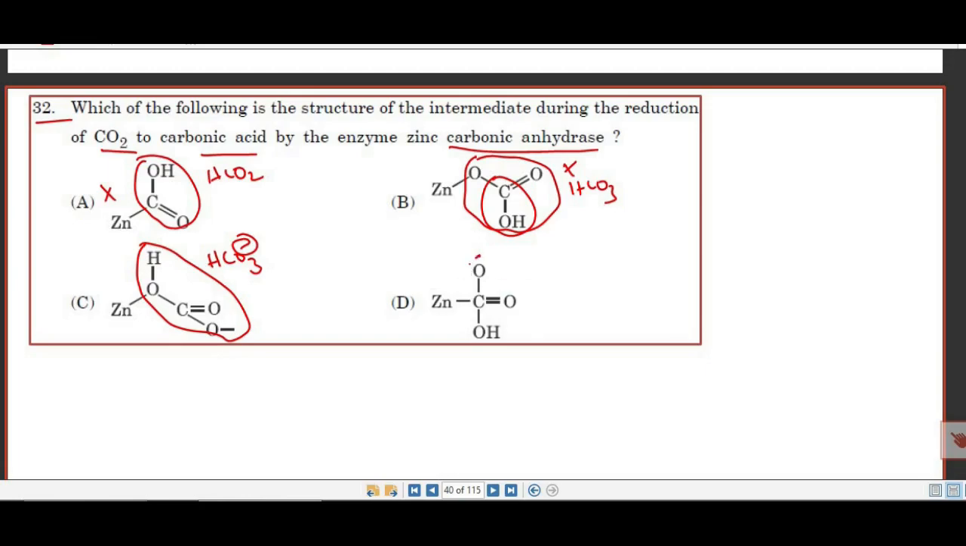And here also HCO3 is present, but zinc is directly bonded with the carbon. Zinc is not directly bonded with carbon, hence this option is also wrong. So the correct option is C. Somewhat complicated question, you should be very careful with this question.